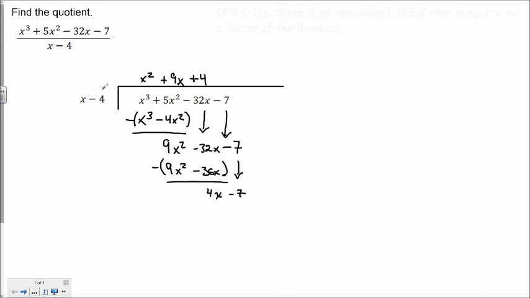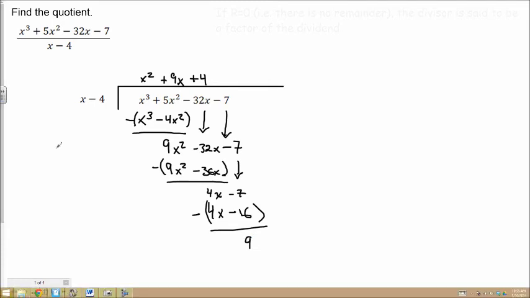Then I'll multiply that number I just found times this entire divisor, which would give me 4x, and then 4 times negative 4 is negative 16. I'll subtract that value, and I end up with negative 7 minus negative 16. Well, negative 7 plus 16 would give me positive 9. Now, since x minus 4 no longer can go into 9, there's no value I'd multiply x by to get it to be 9. 9 is referred to as the remainder.